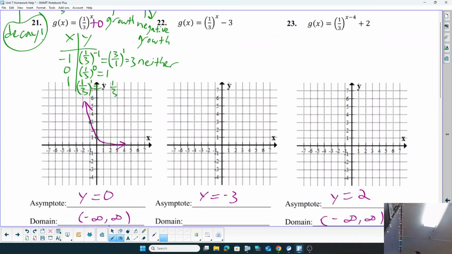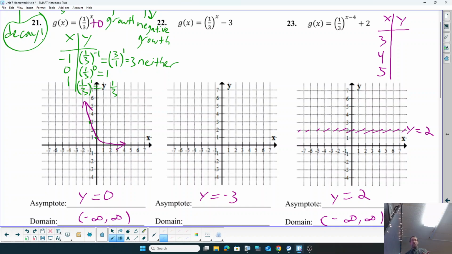Here's number 23. So that one looks like it has a horizontal asymptote at 2, because that's a +2. And so it is still going to be decay, but you're going to go along the 2 basically. And so I'm going to use, let's see here. So yeah, do an XY table. And so instead of -1, how do we get that to be 0? Let's maybe try 1, 2, 3. So probably 3, 4, and 5.